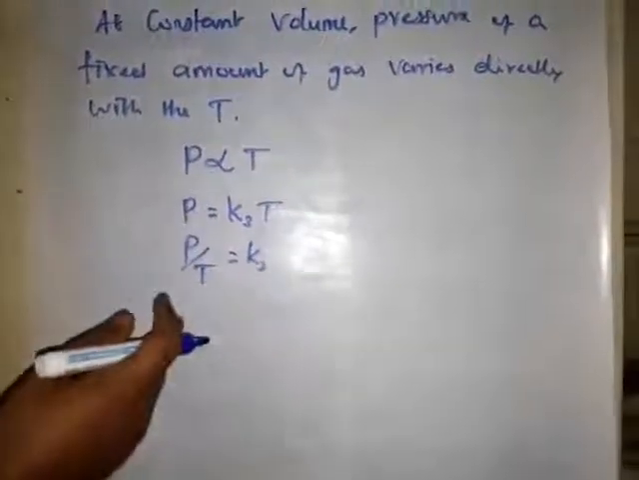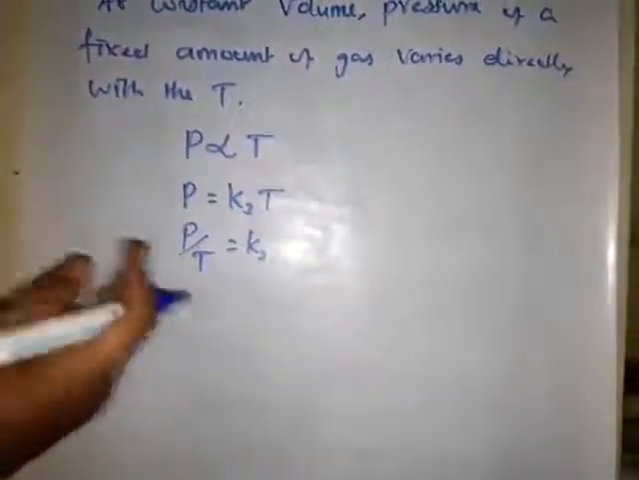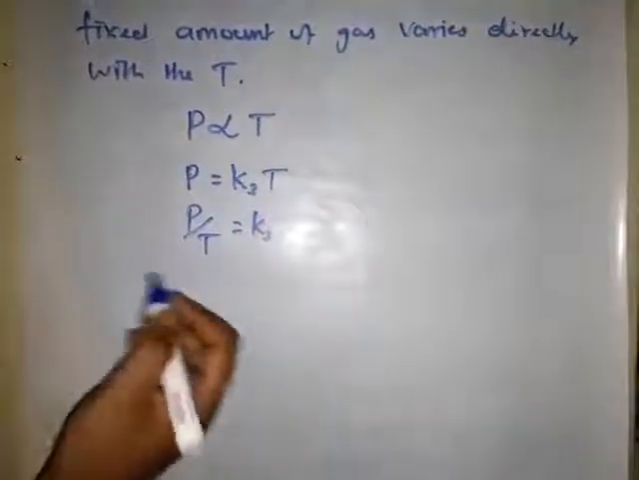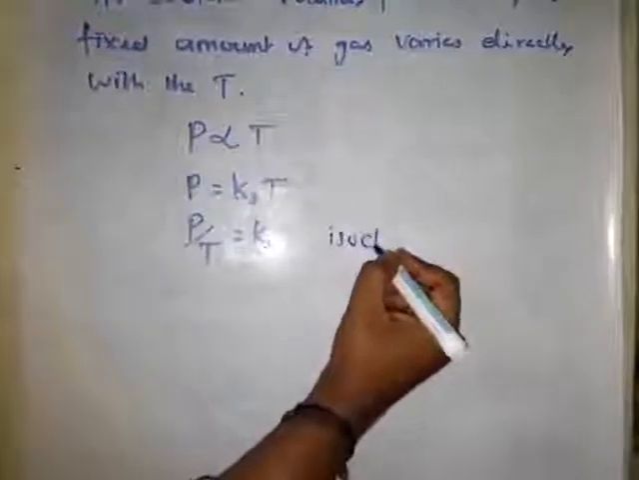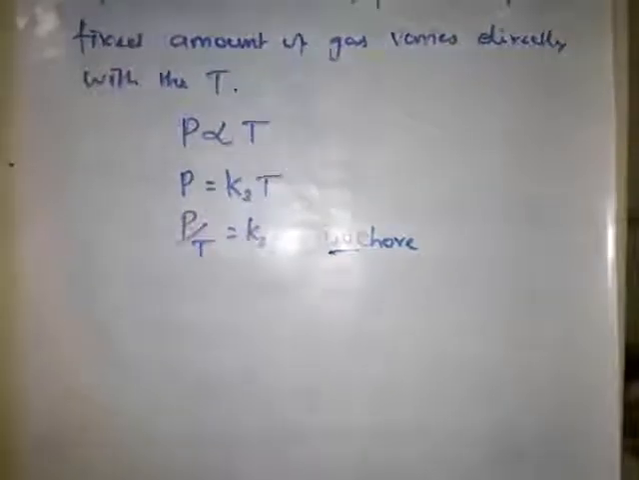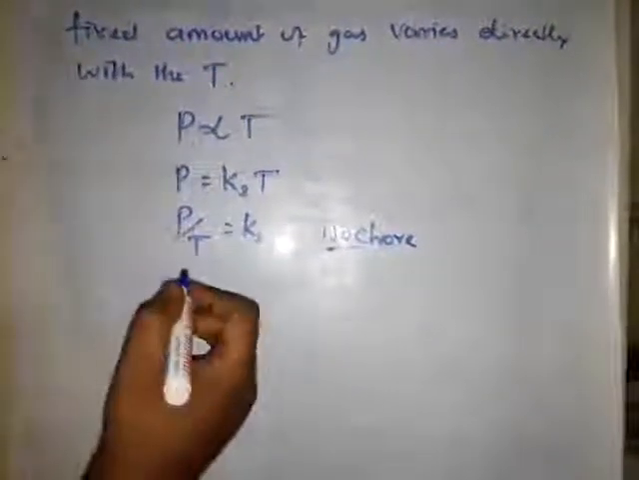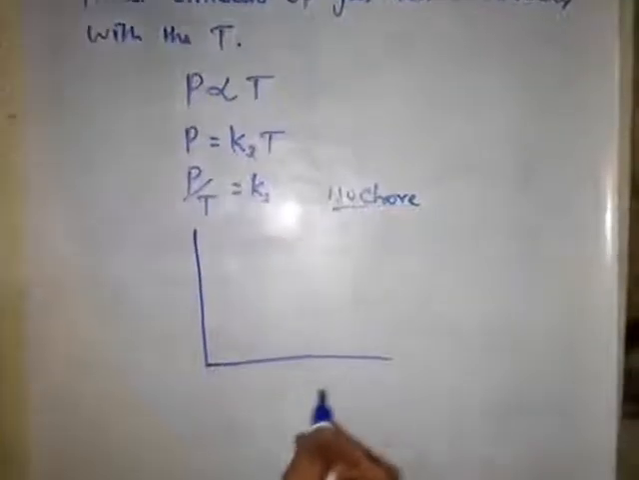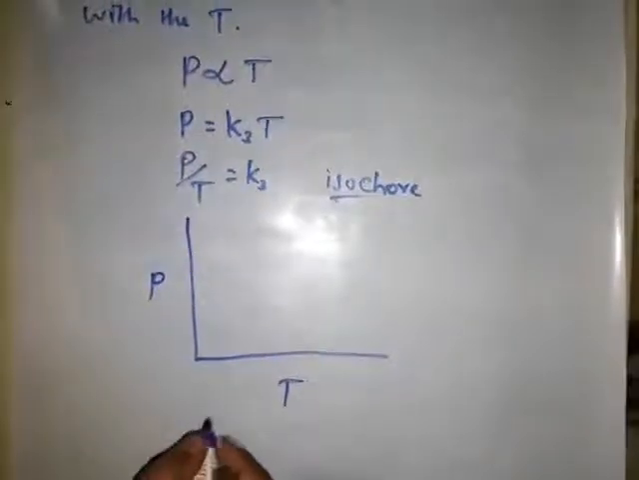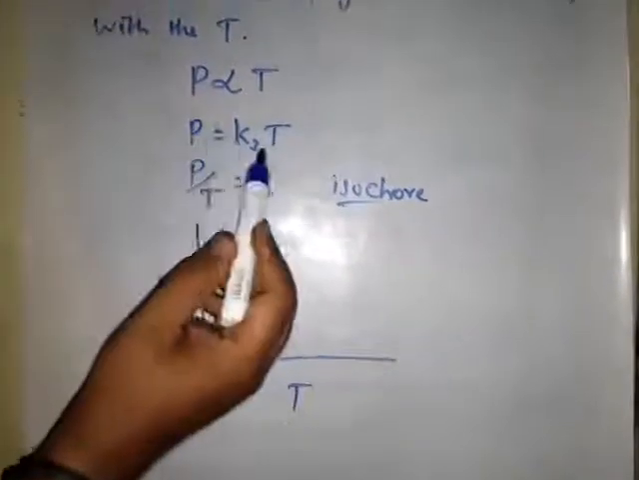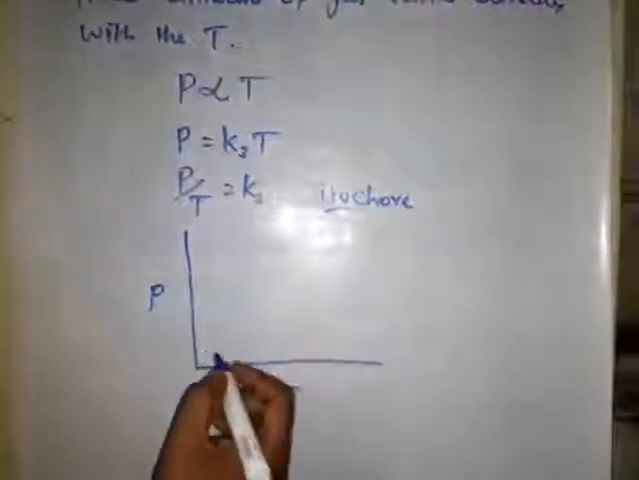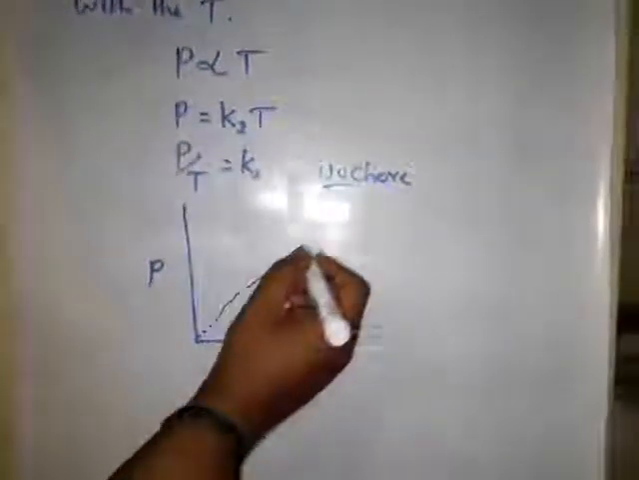So pressure versus temperature at constant molar volume also gives a straight line. This is called an isochore. I will draw the graph between the temperature and pressure, for different volumes. At constant volume, the pressure of a fixed amount of gas varies, so the fixed amount of gas varies like this.